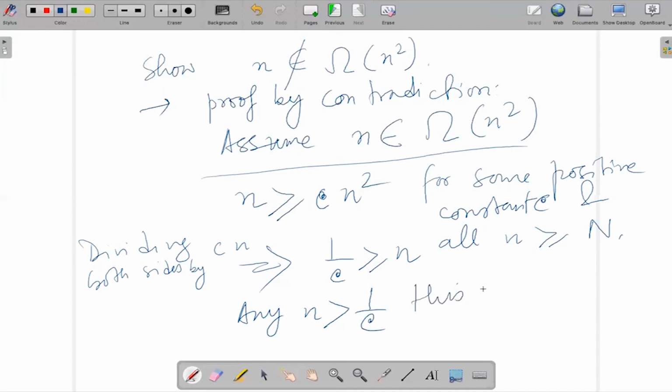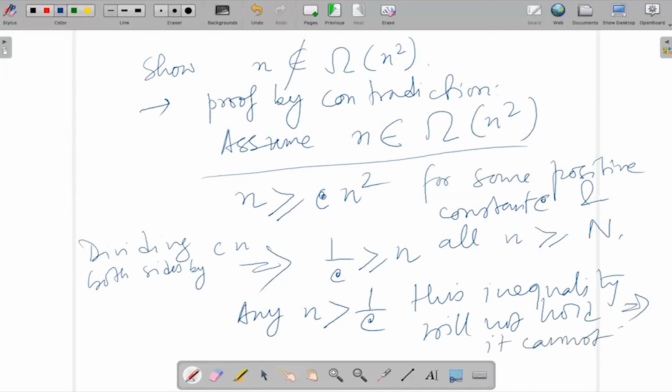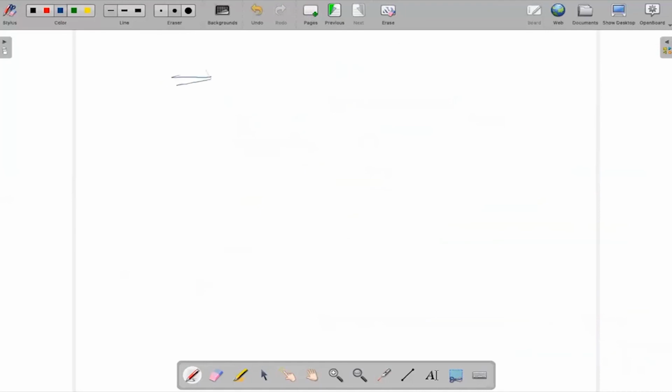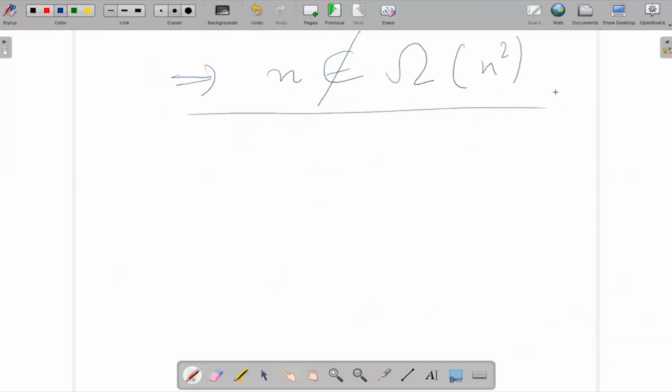this inequality will not hold. And that further means that it cannot hold for all n larger than or equal to some capital N, because then from that capital N onwards, for all other cases this has to hold. However, we have seen that it will not hold for any case larger than 1 by C. Therefore, this is bringing us to a contradiction, and we obtain that n does not belong to omega n square.